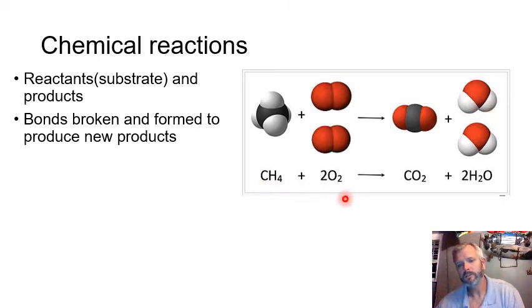But let's count our numbers. Let's count our atoms. One carbon on this side. How many carbons on this side? One. Four hydrogen. How many hydrogens on this side? 1, 2, 3, 4. Four oxygen. How many on this side? 1, 2, 3, 4.